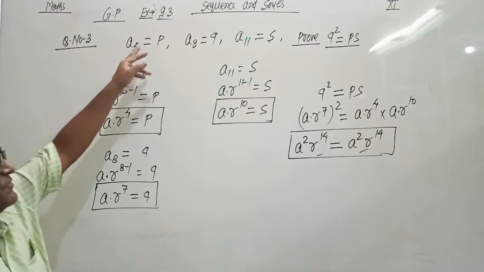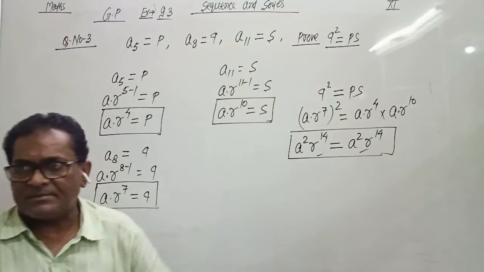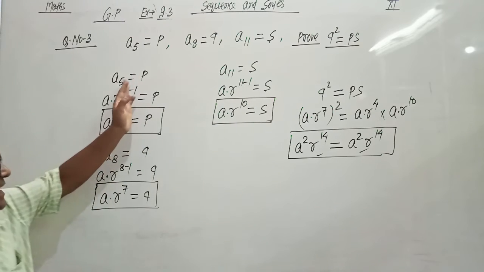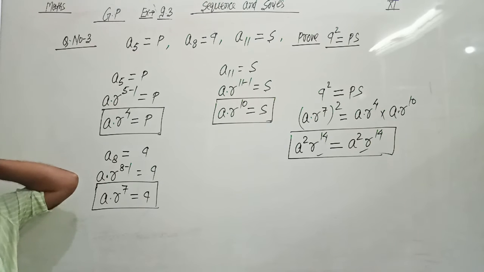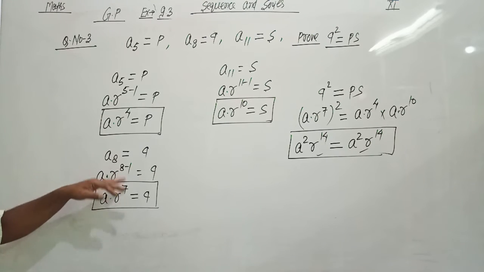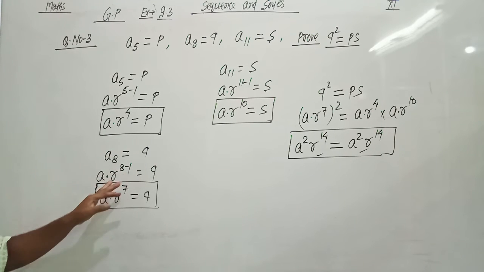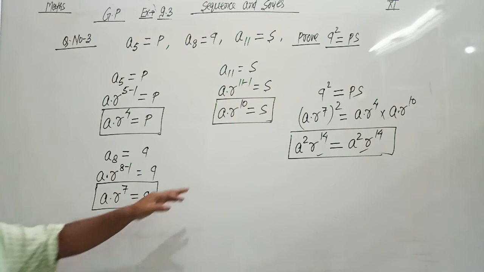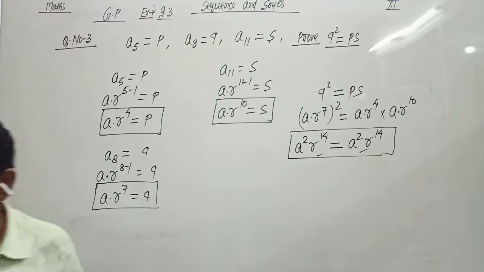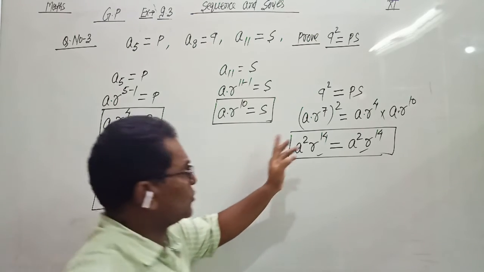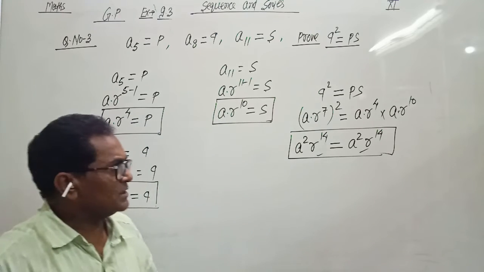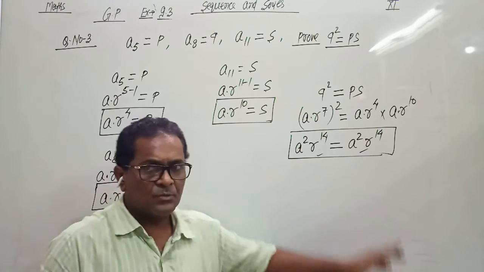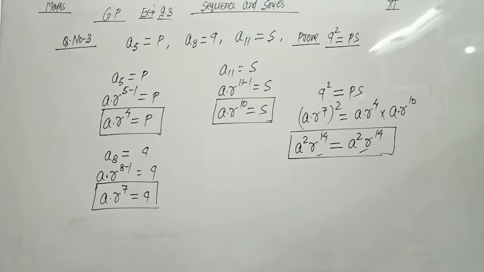So we have given the 5th term, 8th term and 11th term. We find the 5th term using the formula A into R raised to the power n minus 1. Similarly, the 8th term A into R raised to the power 7 equals Q, and the 11th term A into R raised to the power 10 equals S. Then we put the values of P, Q and S on the left side and right side. So both sides become equal.